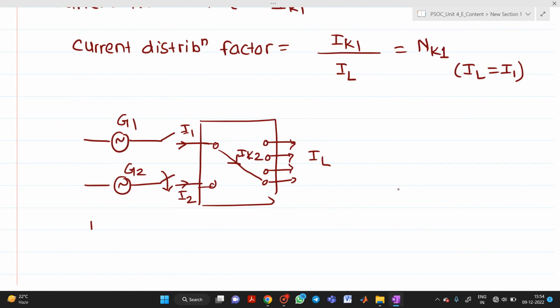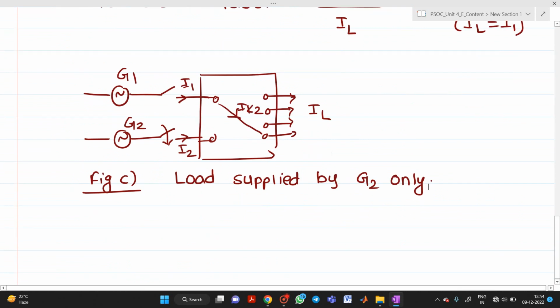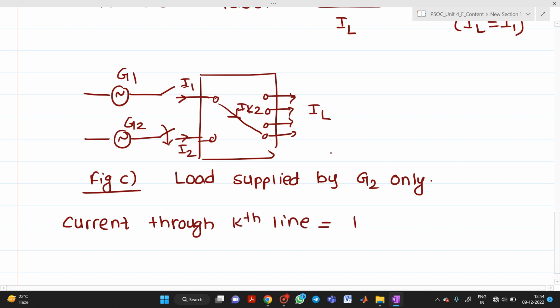Now how can I give a name to this figure? I can say this is the third figure, wherein the load will be supplied by generator G2 only. Here we are considering that only one generator is acting alone. Now what is the current through the kth line? It will be equal to IK2.